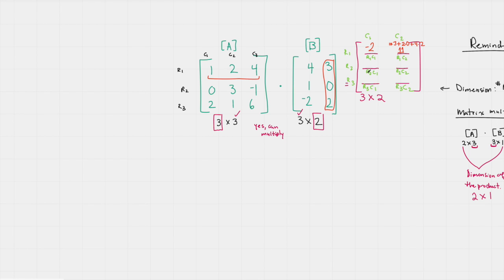Then we go row 2, column 1. So here, let's delete that. So we go to row 2 and we go to column 1. So here's row 2 and here's column 1. So we're going to get 0 times 4 plus 3 times 1 plus negative 1 times negative 2. So we're going to get 0 plus 3 is 3. 3 plus a positive 2 is a 5.